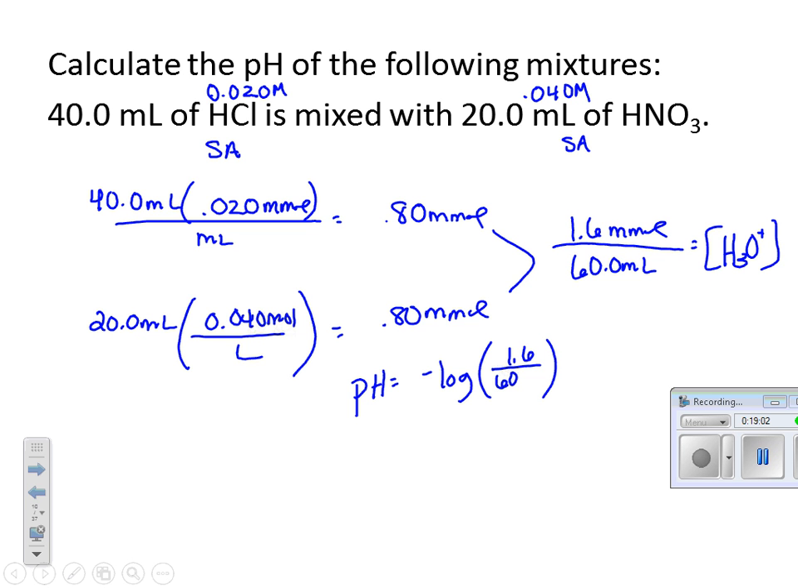2 significant digits, which means we're going to have 2 decimal places in our pH, so the pH is 1.57.